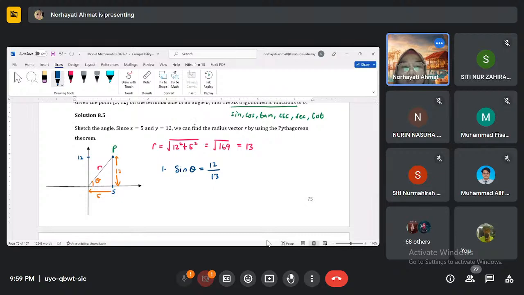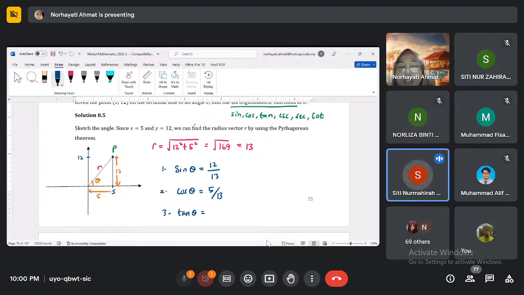Yang kedua, cos theta is apa dia? Adjacent over hypotenuse. So kita ada 5 over 13. And tangent, tangent apa? 12 per 5. Pandai. Okay, bagus. Dah dapat 3, then baru kita boleh buat yang lain.